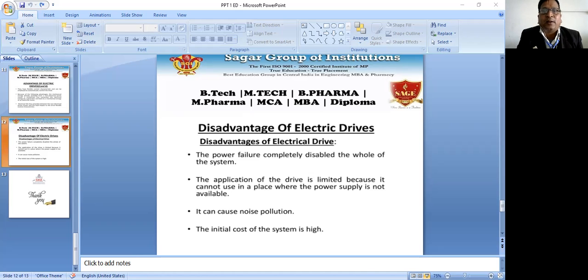Advantages of electric drives. The major advantages of electric drives are that they are available in a wide range of torque, speed, and power. They are adaptable to almost any operating conditions, such as explosive and radioactive environments, submerged in liquids, vertical mounting, and so on. The electrical drive does not pollute the environment.